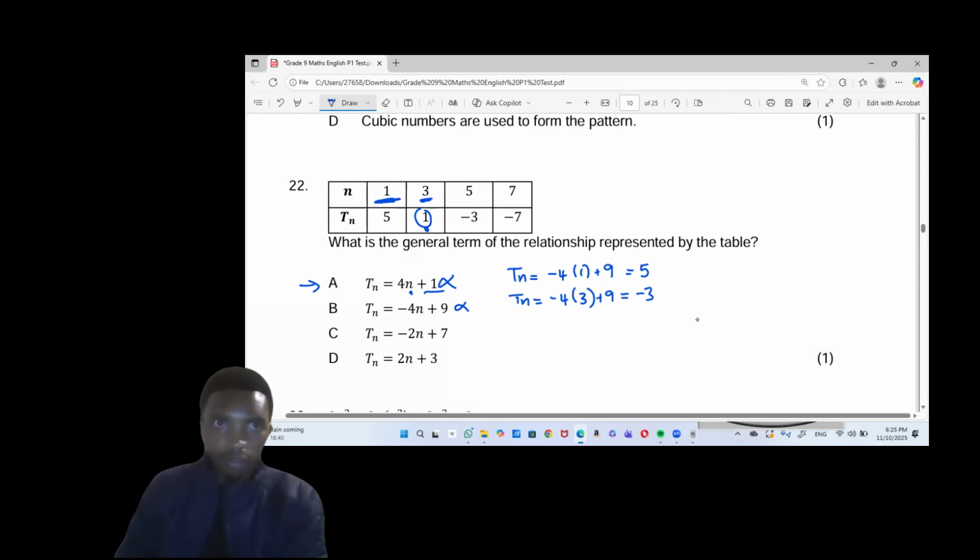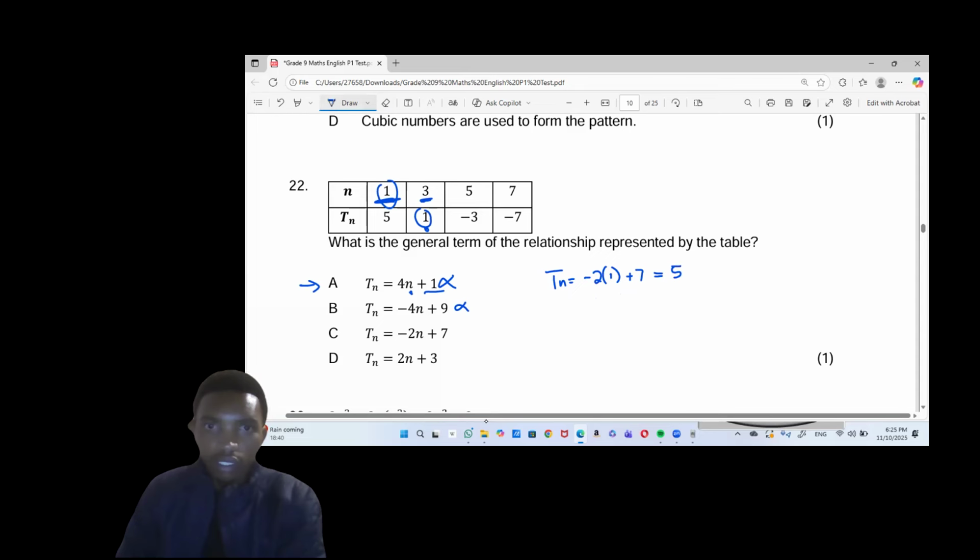Then we start again from scratch. We look for another one. I'm going to C now. C says Tn is equal to -2n. At the place of n, I'm going to start again from scratch. You put 1 plus 7. Do we get a 5? Yes, we get a 5. So the first one is correct. And then the second one, Tn again, -2, at the place of n, we put a 3. How much do we get in this case? Are we getting a 1? Yes, we get a 1.